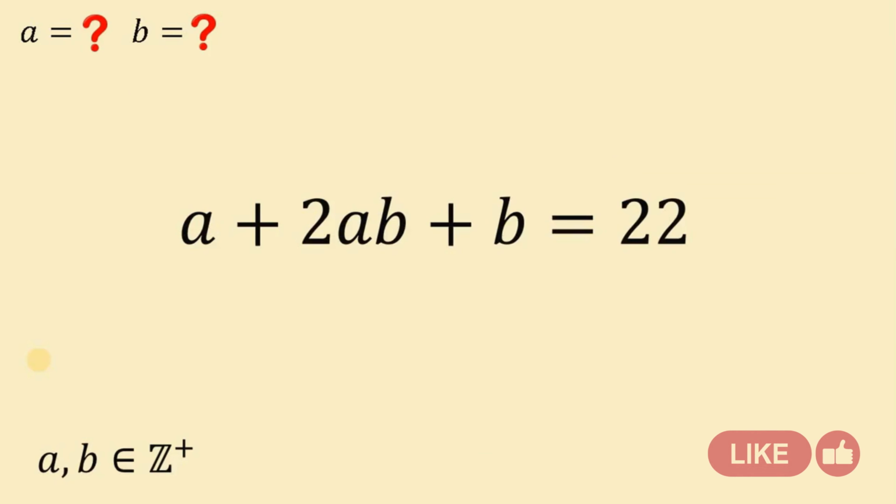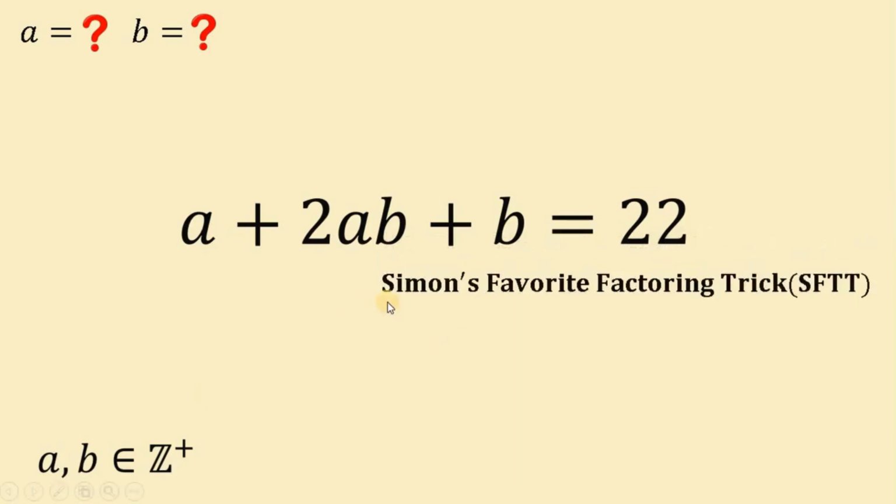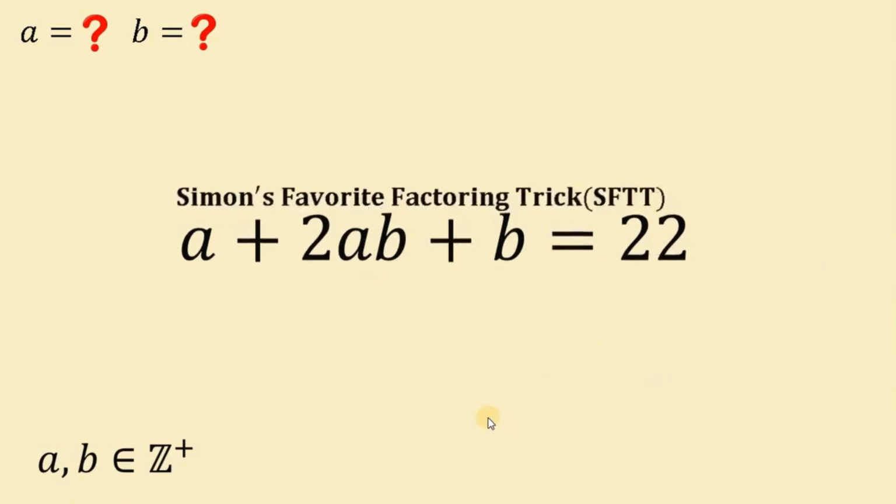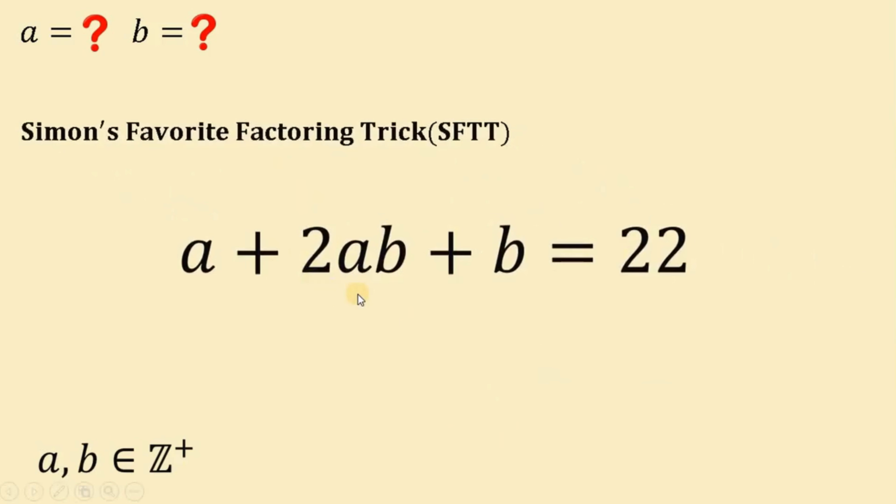So, our goal is to solve for the values of a and b, given this one equation, a plus 2ab plus b equals 22, wherein a and b are both positive integers. Now, to answer this question, we will use this simple trick, which is Simon's Favorite Factoring Trick, or SFFT. Now, how does it work? It involves adding a constant to both sides of the equation so that factoring on one side can be accomplished. So we will use this trick to answer this kind of question.